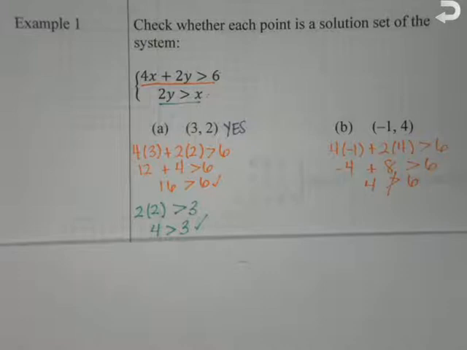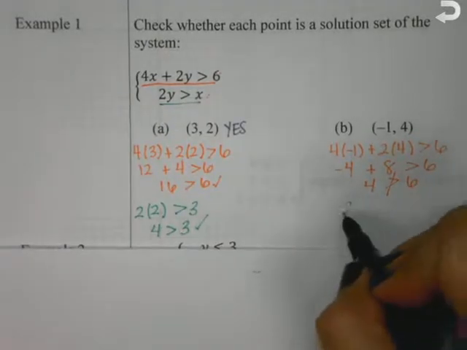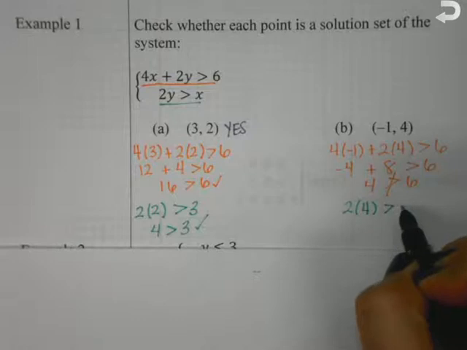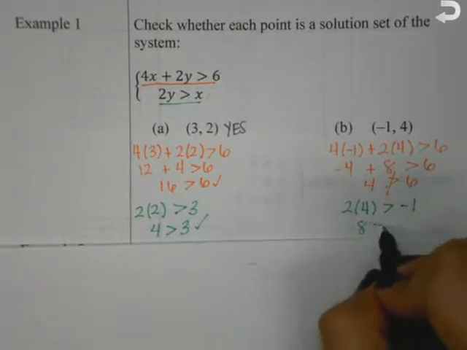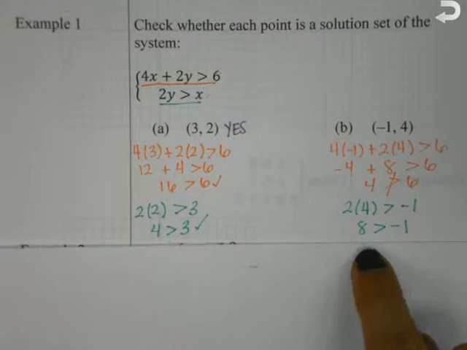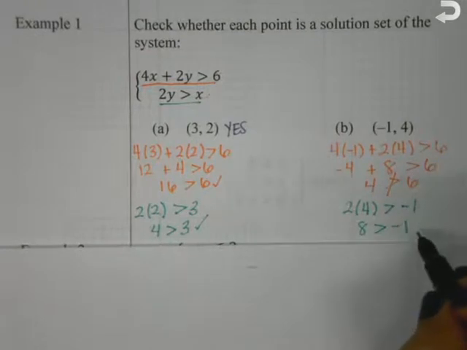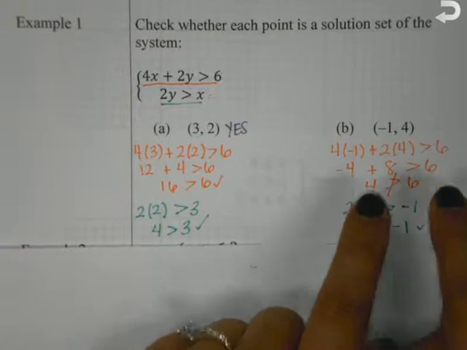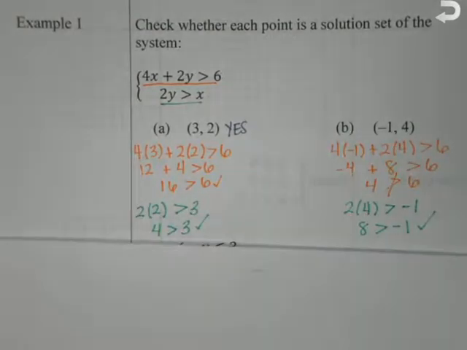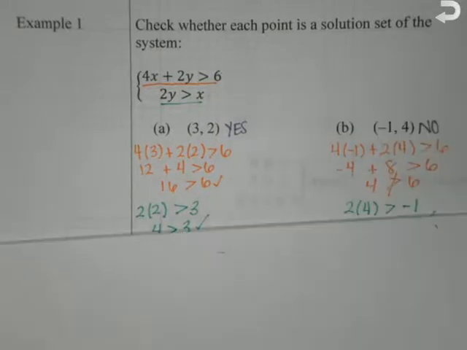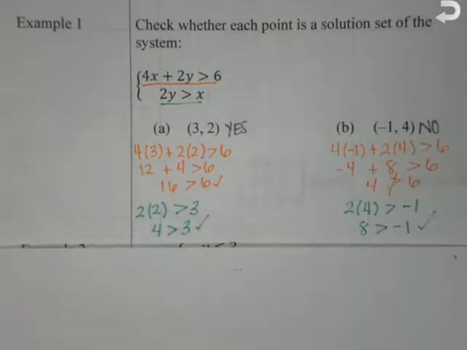Let's plug it into the second one just to check for kicks. So that's 2y, 2 times 4 greater than -1. So that's 8 greater than -1. Is that a true statement? 8's not bigger than -1? It is a true statement. So we have one true and one false. So is that point a solution to the system? No, it's not, because it doesn't work for both of them. So the answer is no. It has to be a check mark for both.